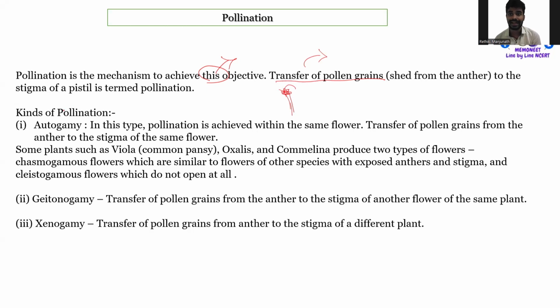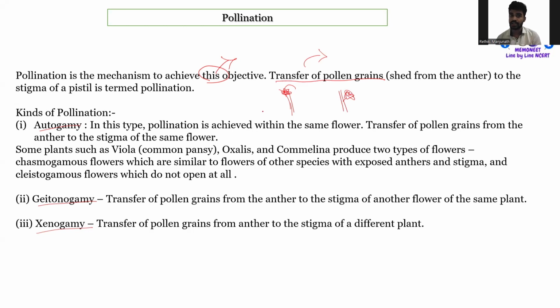Basically there are three kinds of pollination that we are going to talk about. The first one is autogamy, the second one is geitonogamy, and the third one is xenogamy. What do you mean by autogamy? Here there is a transfer of the pollen grains from the anther to the stigma of the same flower of the same plant. Suppose you can see here a plant and you have a flower here. So this is a flower. Pollination is happening within the same flower.